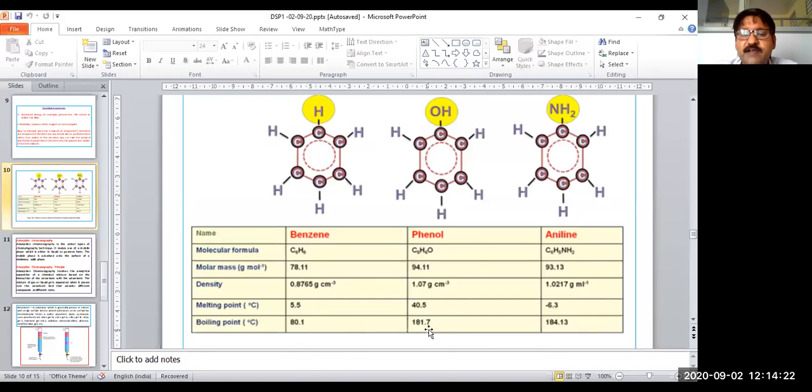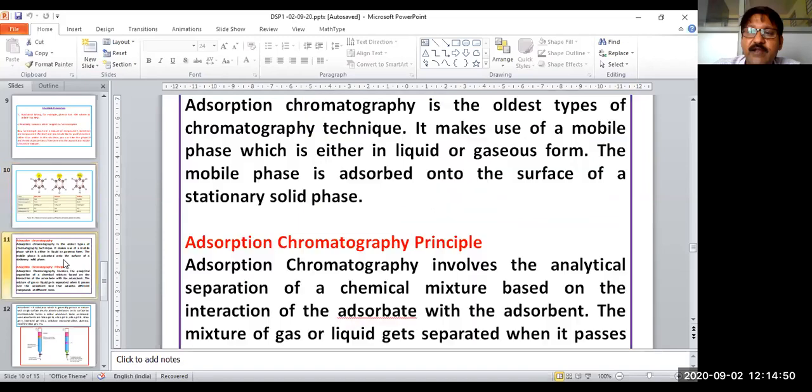Boiling points are 80, 181, 184. So you can see when NH2 comes into the picture, the boiling point will be relatively higher. If H is there, then the boiling point will be relatively lower. It can be easily separated in a laboratory. Where there is a very high boiling point, a higher separation effort will be required. So this is a method of identifying the separation process required for a particular operation.